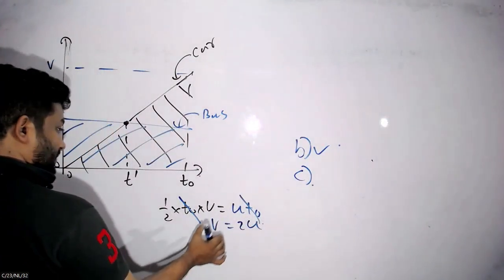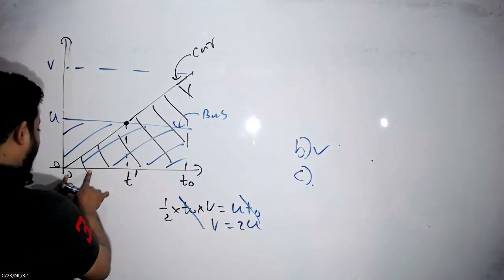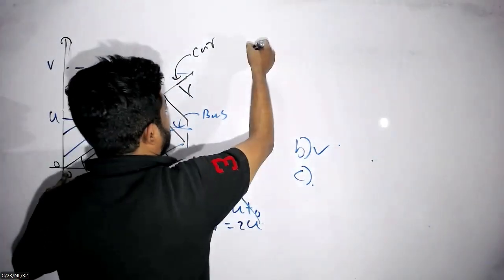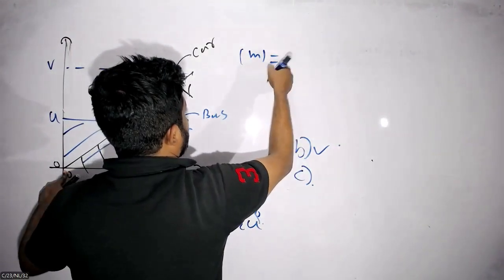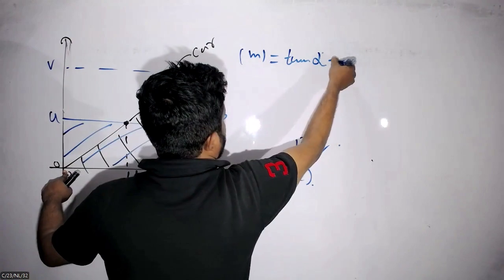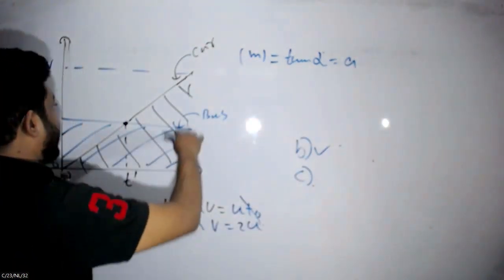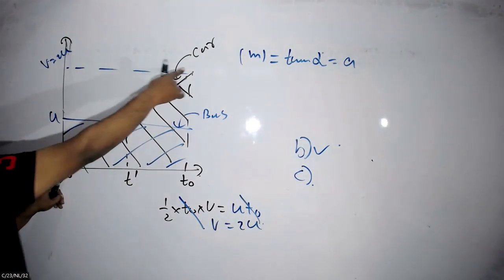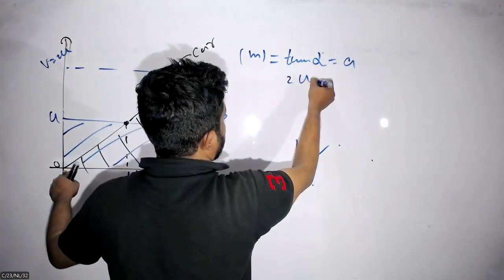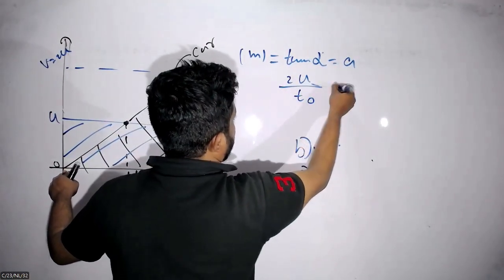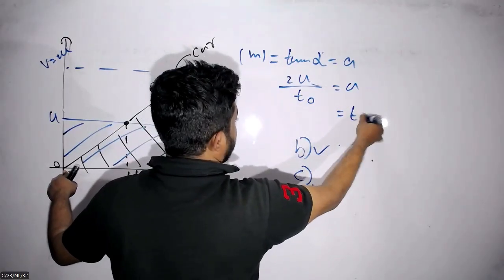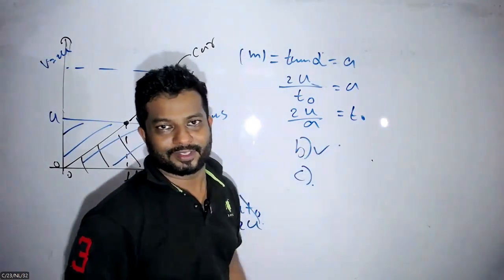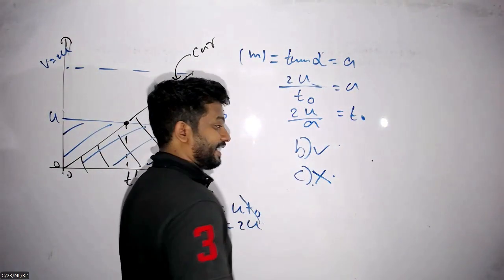To find the correctness of the C statement, you can consider the gradient of the velocity time curve of the car. The gradient of the velocity time curve, tan alpha, gives the acceleration. Then you can write tan alpha as v over t naught. Now v is equal to 2u, no? So it is 2u over t naught. When you find this time interval, you need to use this acceleration. That means this time interval depends on the acceleration. That means C is an incorrect statement.